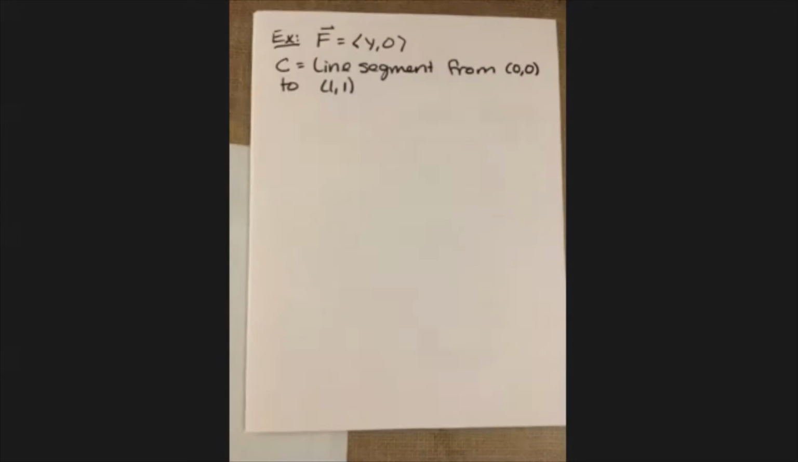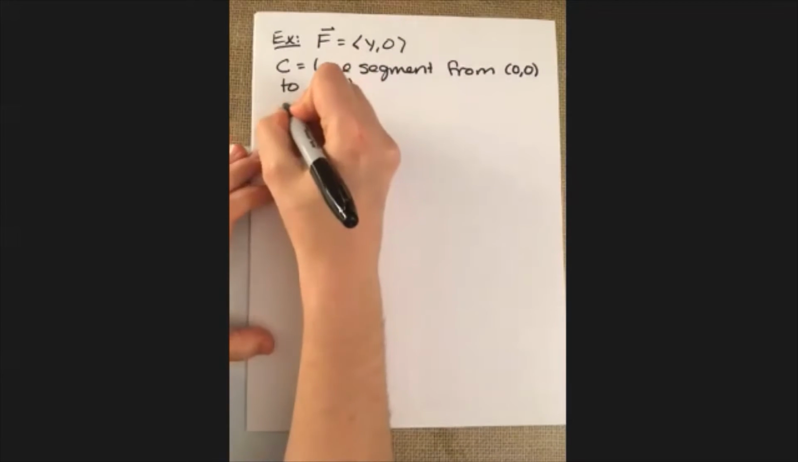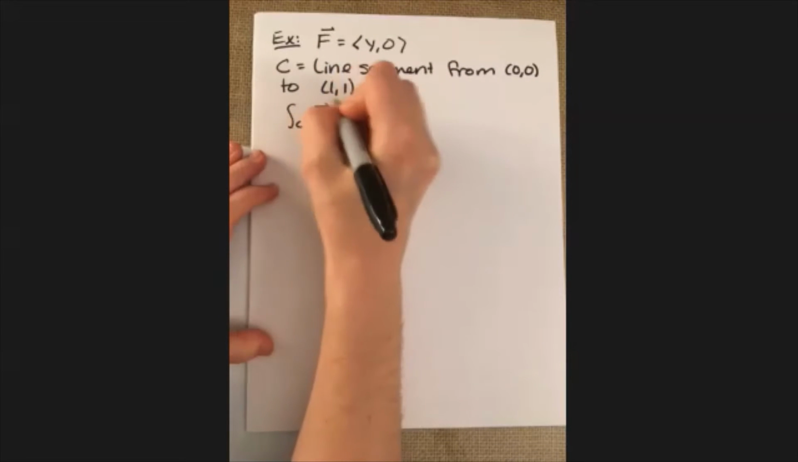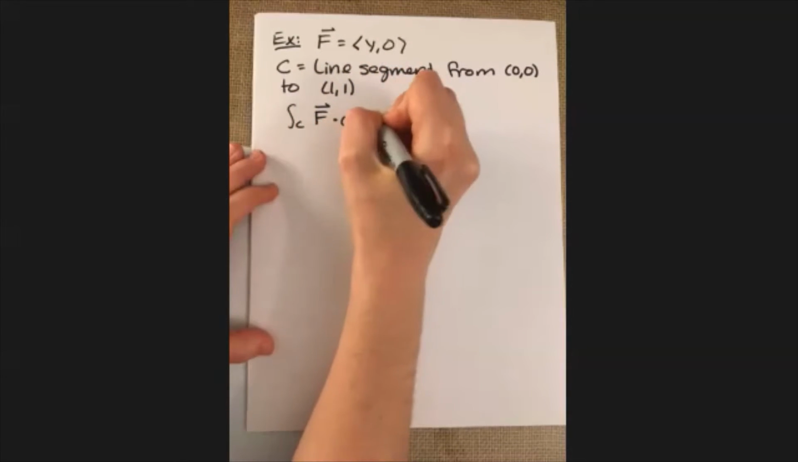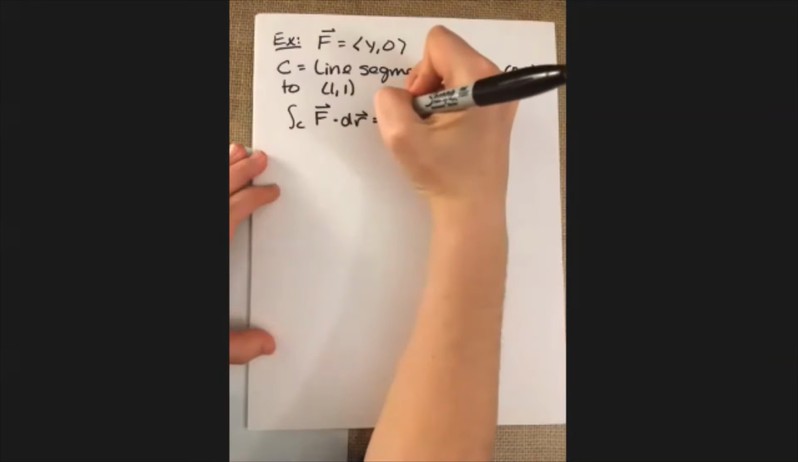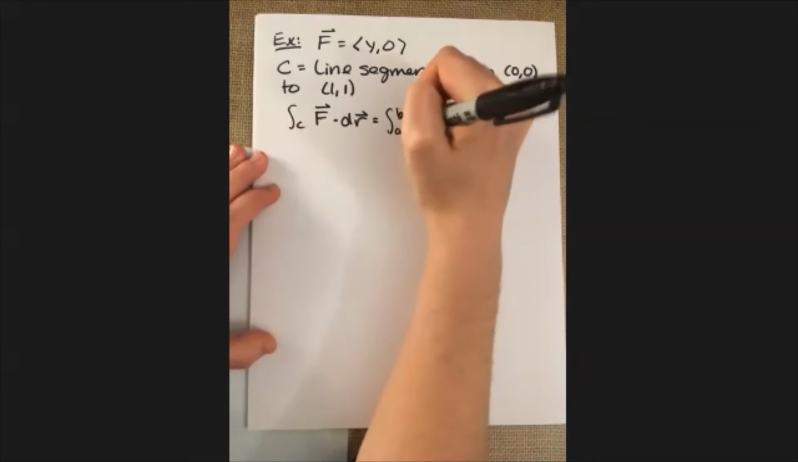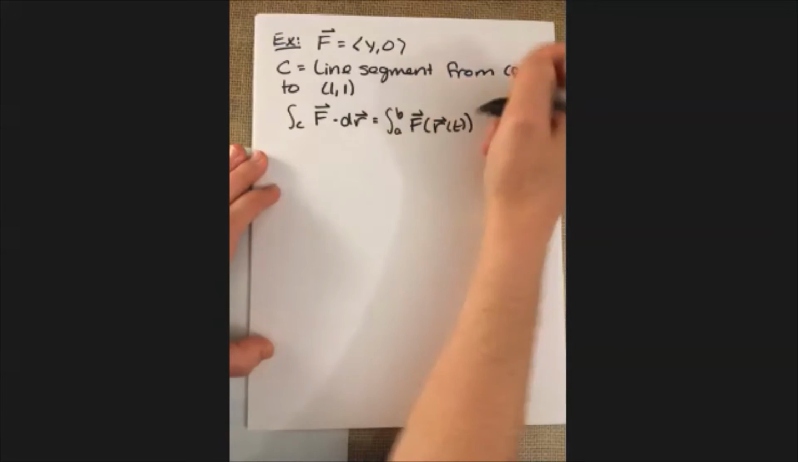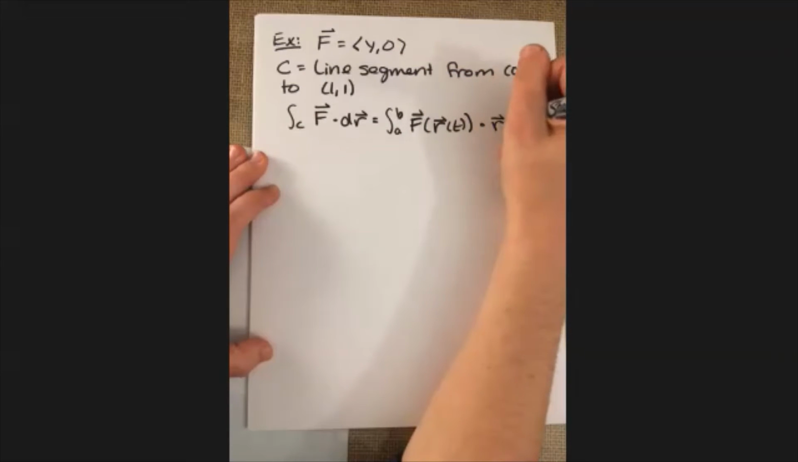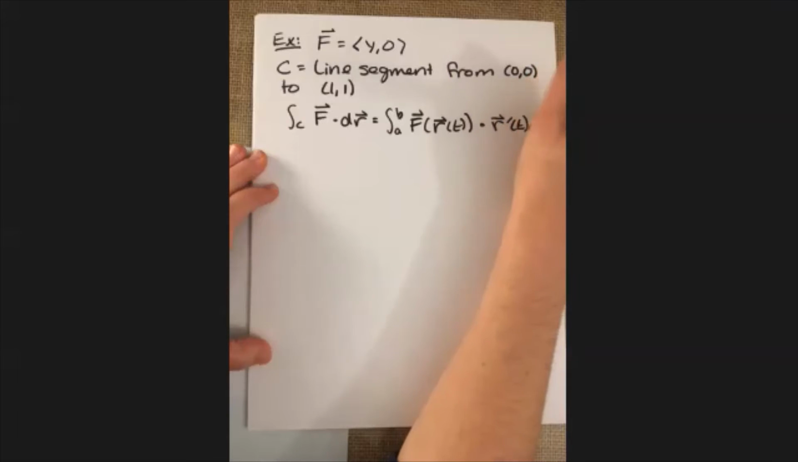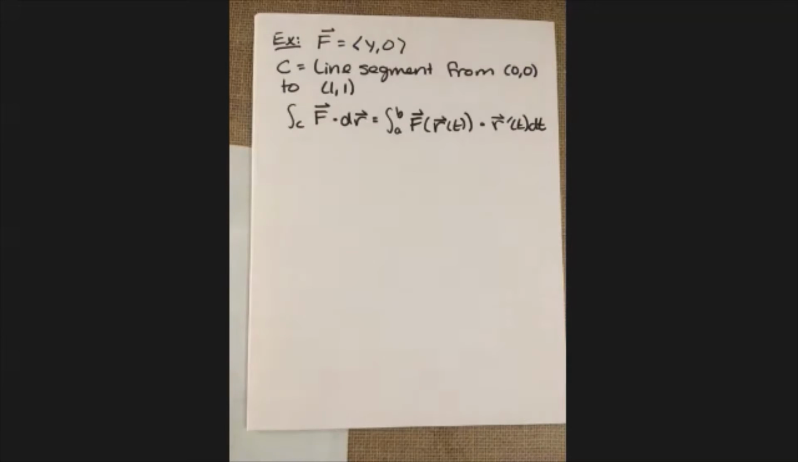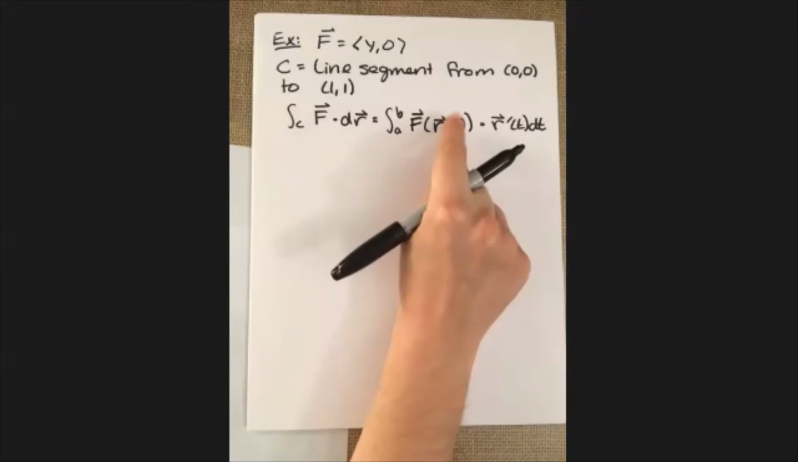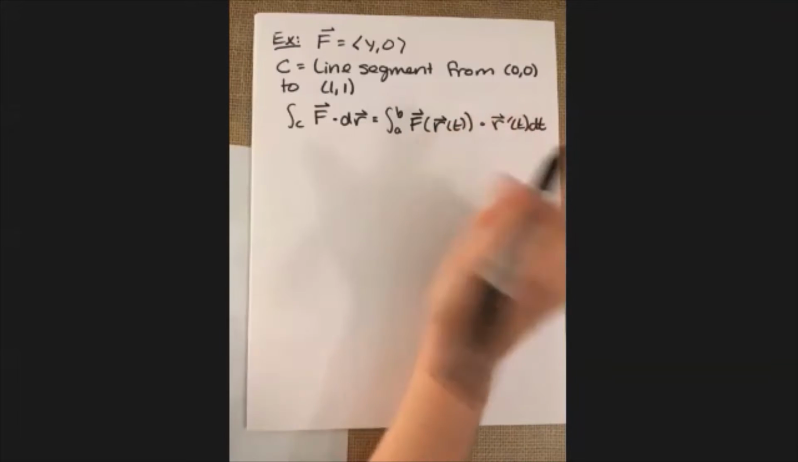In order to look at this integral, we want the integral over the curve of F dot dr, and that is equal to the integral from a to b of our vector field F evaluated at r of t dotted with r prime of t dt. So just like in working with line integrals in general, the first thing that we want to do is find this parameterization for our curve.